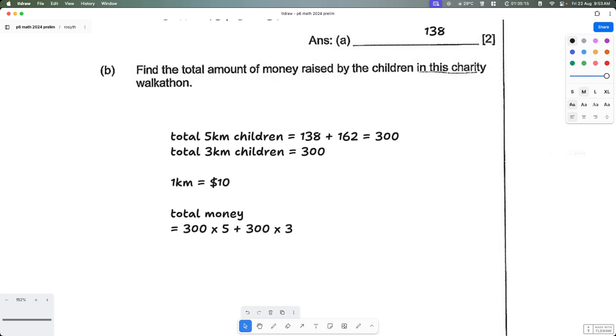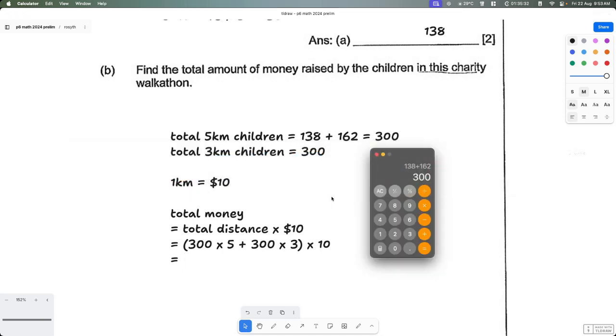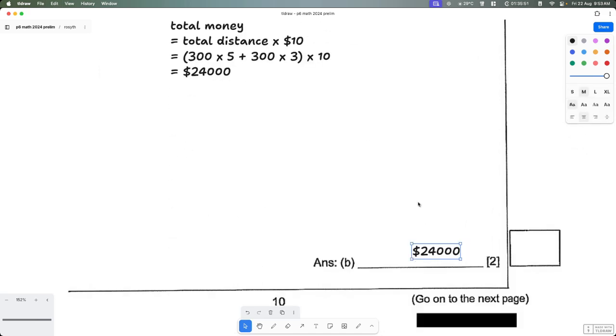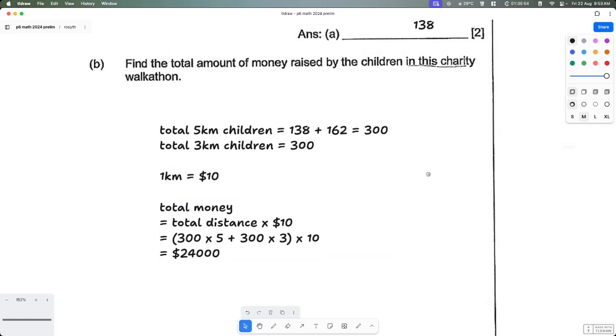Once we get the total distance, times 10, right? So this is equal to total distance times 10 dollars. In this case it's just 1500 plus 900, so it's basically 2400. Okay, $2,400. That's it. That's a lot of money raised. Very good. Let's move on to the next question.